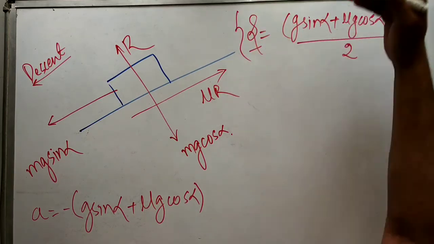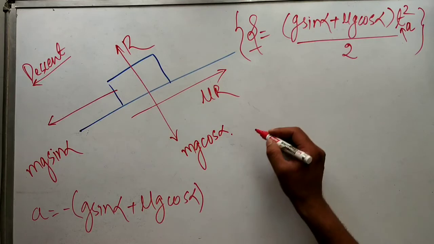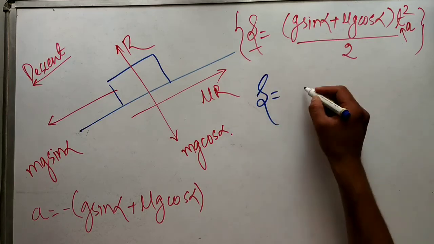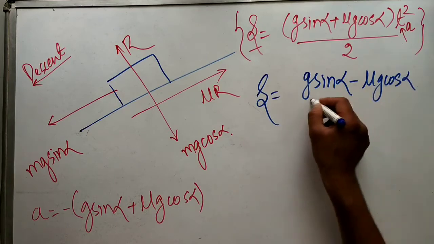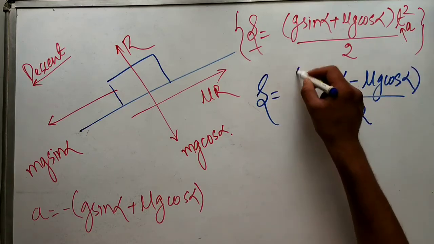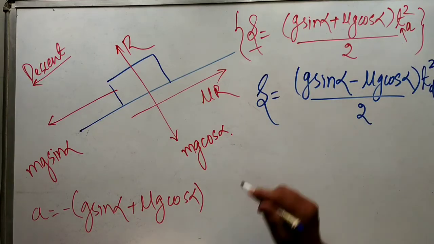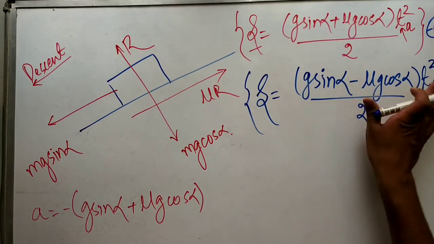If we follow the same pattern to reach s in the time of descent, s in this case will be equal to (g sine alpha minus mu g cos alpha) divided by 2 times td square. We will name these two equation number 1 and equation number 2. I hope you can get to s equal to this much.